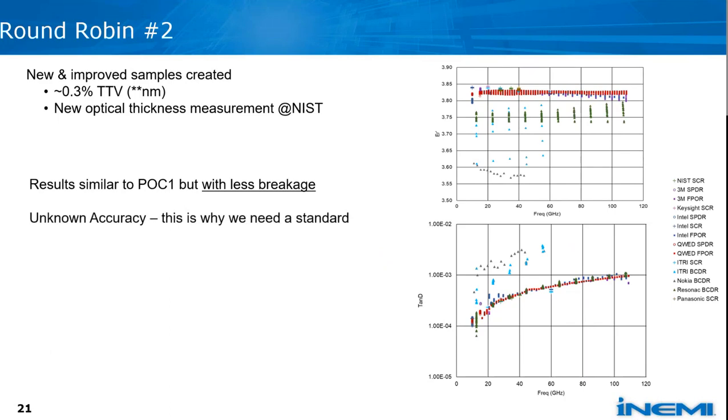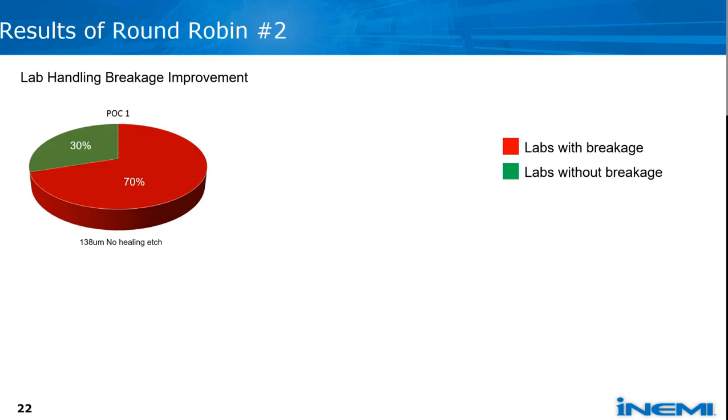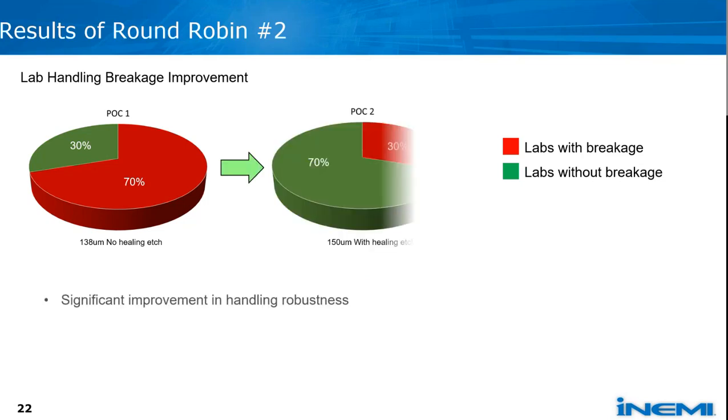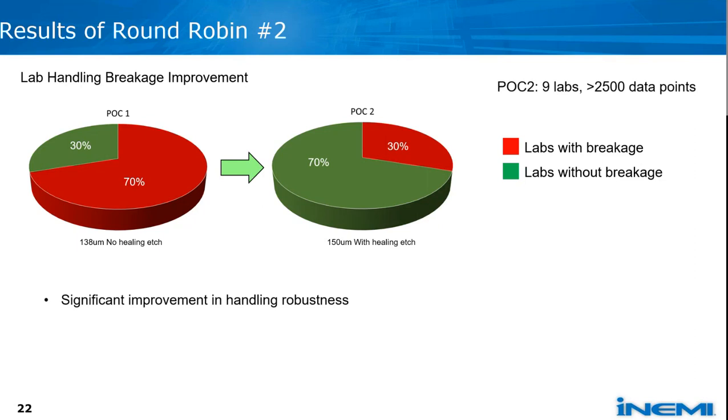Clearly, again, we don't know what the right answer is because we don't have a standard, but the goal of this round robin was, again, to improve the handling capability. So thousands of data points collected, lots of handling, and ultimately we went from a situation where in the first round robin we had 70% of the labs experiencing some breakage of the samples to a state in the second one where we only had 30% of the labs experiencing some breakage. And so this was a significant improvement.